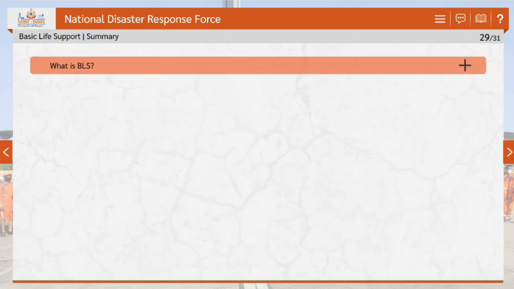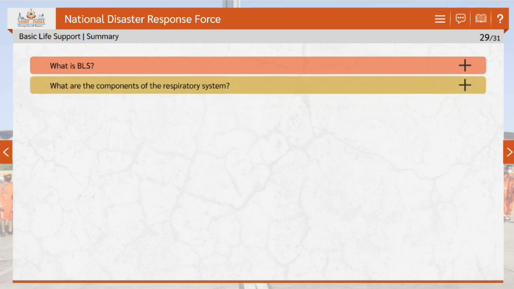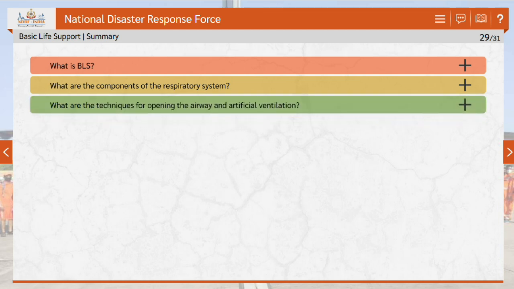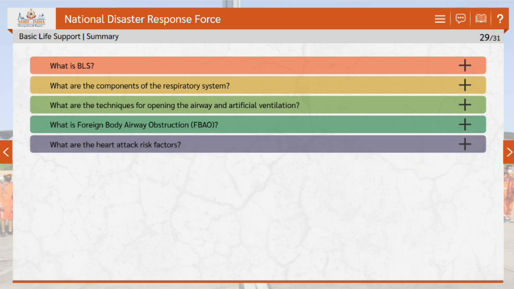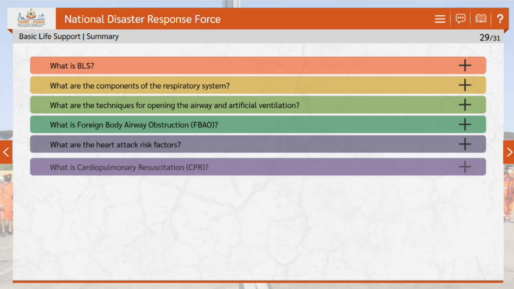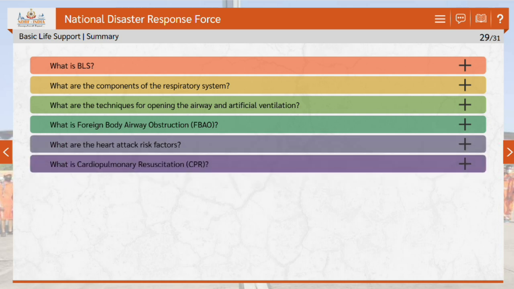Let us quickly summarize the key learnings of this module. In this module, we have learned the given points: what is BLS, what are the components of the respiratory system, what are the techniques for opening the airway and artificial ventilation, what is foreign body airway obstruction, FBAO, what are the heart attack risk factors, what is cardiopulmonary resuscitation, CPR. Expand each to know about it.